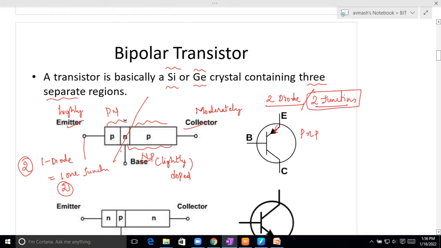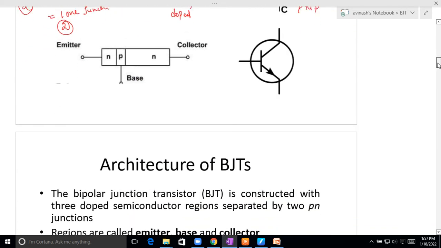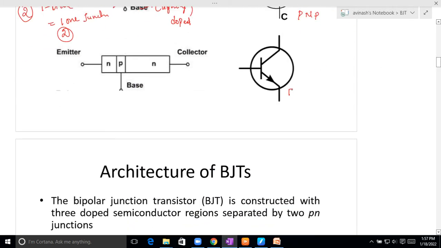Across this one junction, this is the emitter junction. The other is the collector junction. Emitter and collector junction. Two diodes, two junctions. This is nothing but the PNP transistor. And this is the arrow, emitter, collector and base. The arrow hitting towards the emitter is called the NPN transistor.